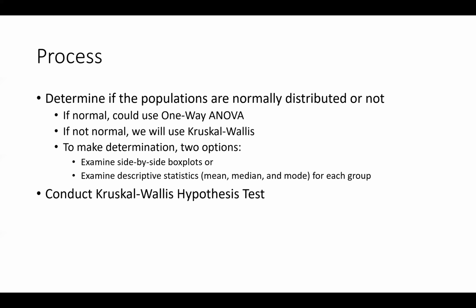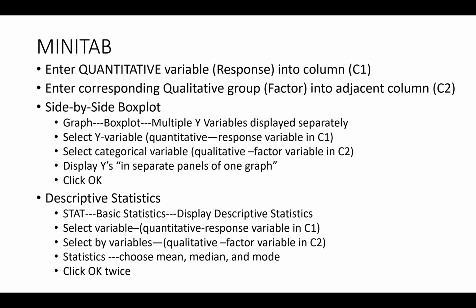And to try to decide, again, we could look at the box plots or the descriptive statistics if we needed to, or we could run Anderson-Darling. Okay, so then if we decide we need to use Kruskal Wallis, we're going to do Kruskal Wallis. The steps in the hypothesis test are the same that we've been using throughout. It's just a matter of which test statistic we calculate. And in this case, it would be the H test statistic.